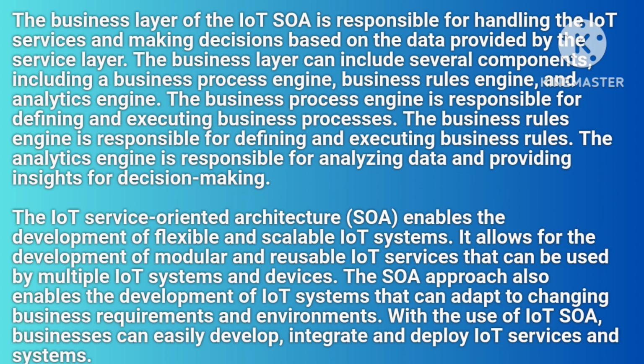The business layer of the IoT SOA is responsible for handling the IoT services and making decisions based on the data provided by the service layer. The business layer can include several components, including a business process engine, business rules engine, and analytics engine. The business process engine is responsible for defining and executing business processes. The business rules engine is responsible for defining and executing business rules. The analytics engine is responsible for analyzing data and providing insights for decision making.